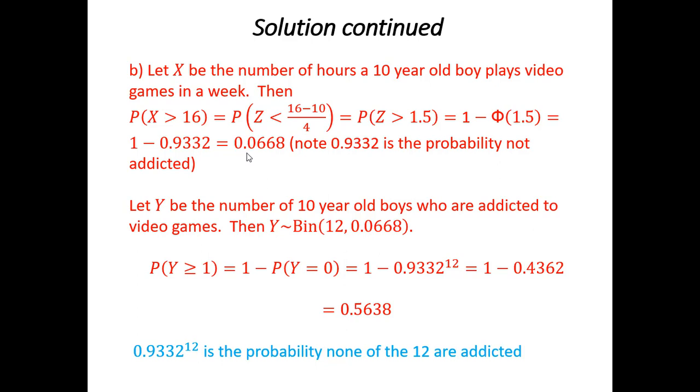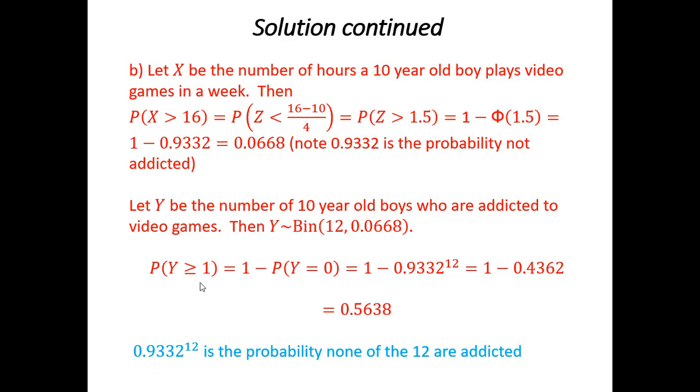Now, to answer the question, if we pick 12, what's the probability at least one is addicted? Well, now we define a new random variable Y. We'll let Y be the number of 10-year-old boys who are addicted to video games. Okay, so Y is the number addicted. Now remember, this is out of 12, and the probability of an addiction is 0.0668, which you calculated over here. So the question asks, what's the probability Y is greater than or equal to 1?